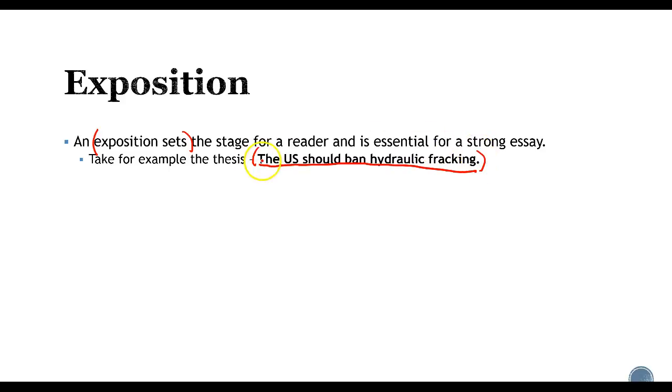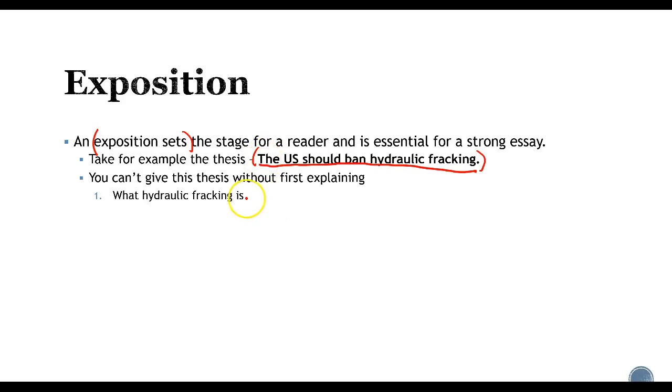With every single research essay, there's going to be some background or exposition that the reader needs to know before he or she hears the thesis. Right? So first we're going to need to know, what is hydraulic fracking? Hydraulic fracking is the process by which gas companies force water down into a natural gas well in order to crack the well so they can extract more gas. So now you know enough, right?